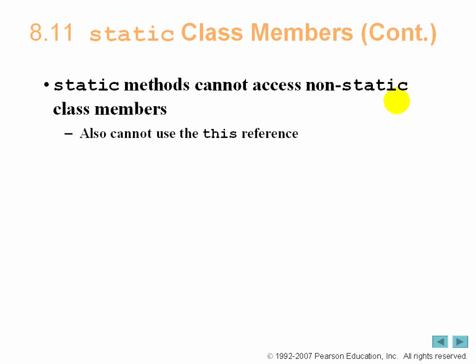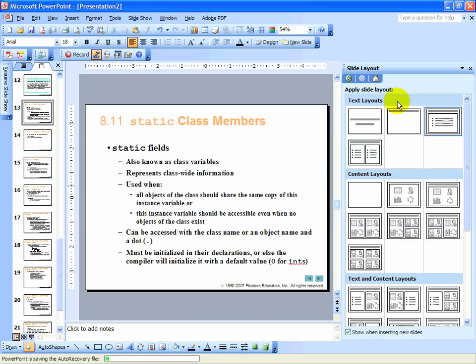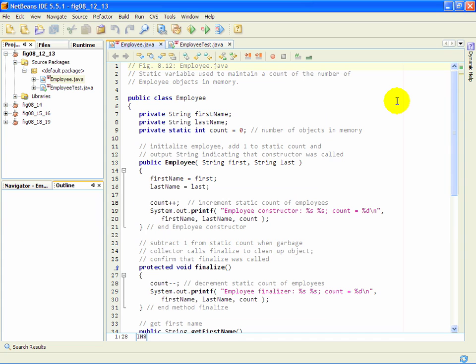Separately, static methods do have the ability to call other static methods directly. So if you had multiple static methods within your class, one such method could invoke another. Now let's take a look at an example in which we demonstrate the concept of static.